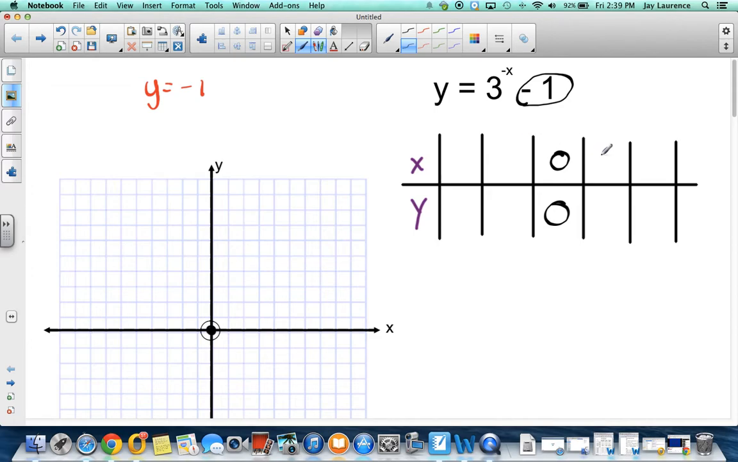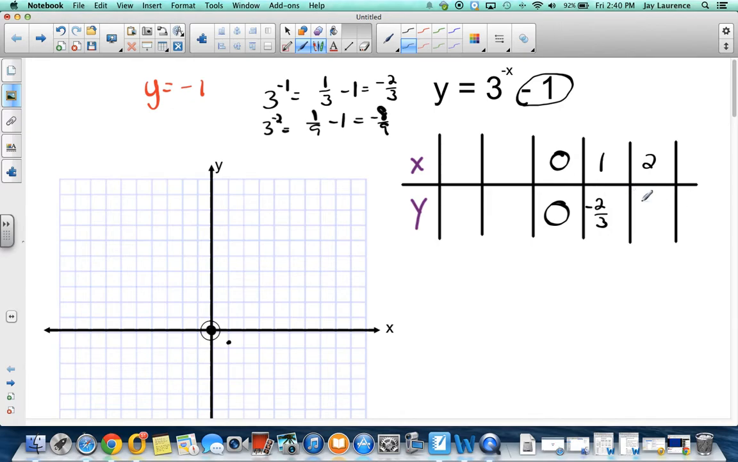And then I'm going to put 1 in for x. And I'm going to get 3 to the negative first. Well, you should know that 3 to the negative first is 1/3. 1/3 minus 1 is negative 2/3. Right? So I've got a negative 2/3 there. And let's see here, 1, negative 2/3, right about there. And then when I put 2 in, I'm going to get 3 to the negative second, which of course is 1/9. I'm going to take away 1, and that's going to be negative 8/9, right?